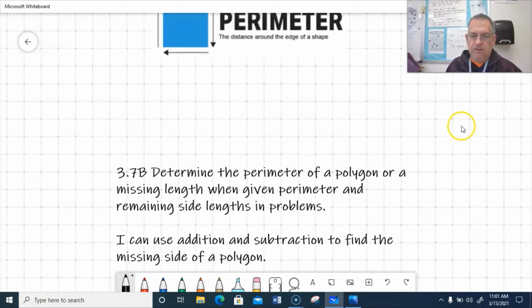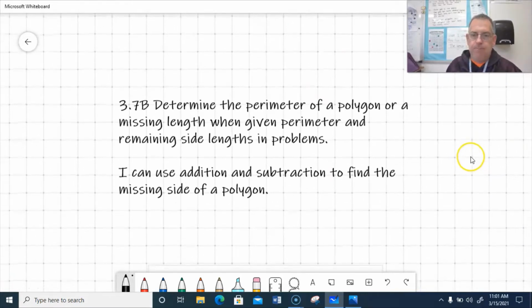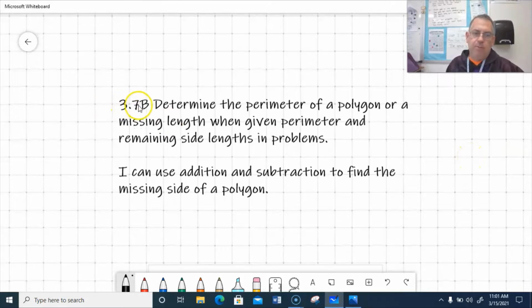Let's look at the specific skill we're going to be working on today. It's 3.7b: determine the perimeter of a polygon or a missing length when a given perimeter and remaining side lengths are in the problem. By the end of the lesson, I can use addition and subtraction to find the missing side of a polygon. We're going to be working with rectangles a little bit today, because that's one of the trickier things they try to work on us with.